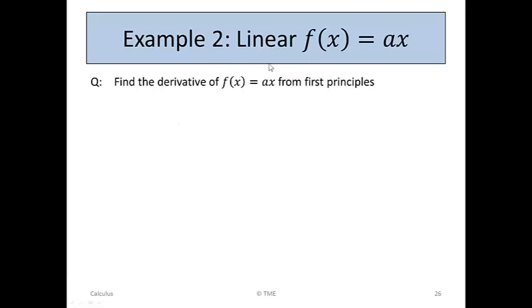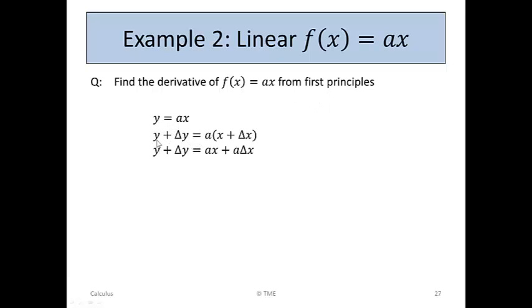Example 2. We now look at a linear function where f(x) is equal to ax. Find the derivative of f(x) equals ax. For example, f(x) is 3x, or f(x) is 7x. And we're going to do this from first principles. So y is equal to ax.